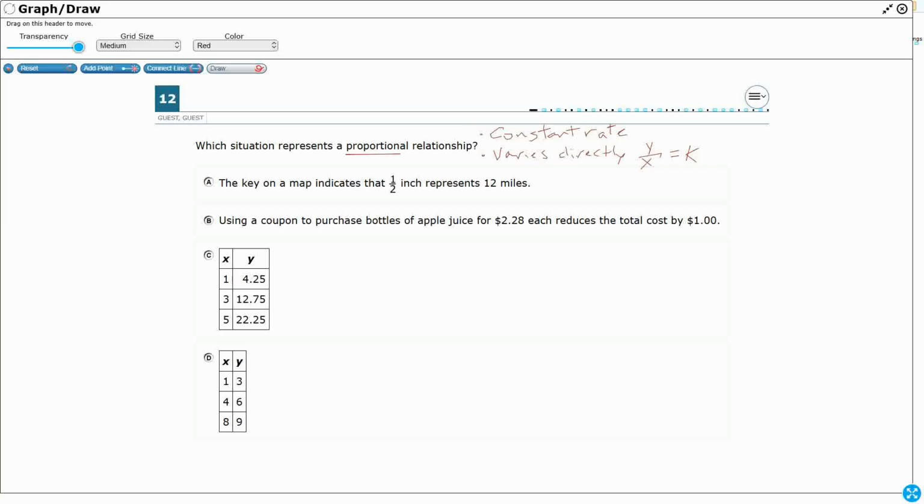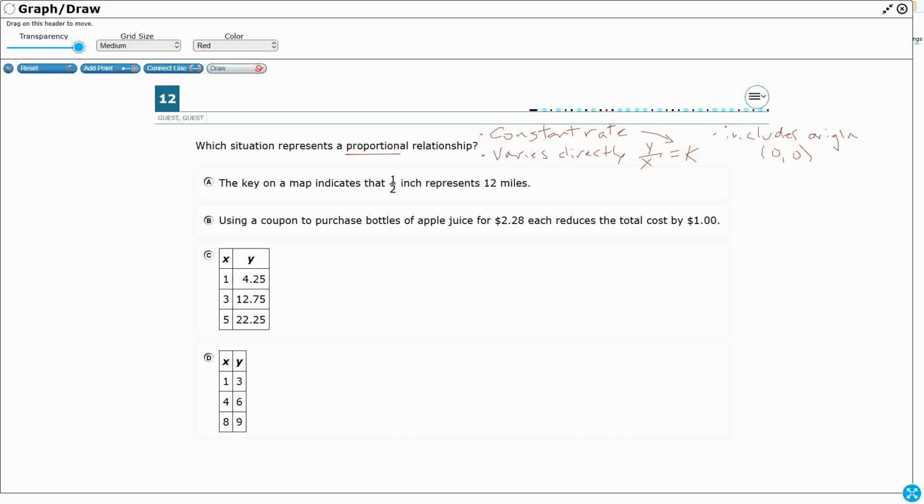Constant rate, right? It's that y over x equals k. You can also say it varies directly. Those two mean the same thing. And it includes the origin. And so that means it has on its graph there (0, 0). All right, so let's look at these four situations. I've got two verbal descriptions and two tables of values. We're going to look for that constant rate, constant change, and including the origin.